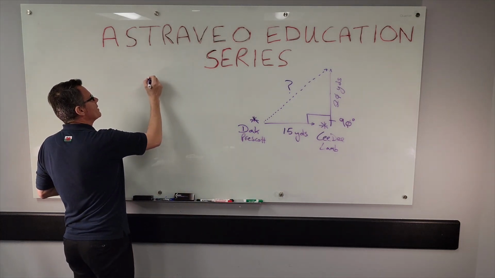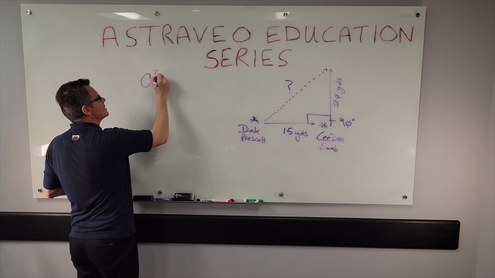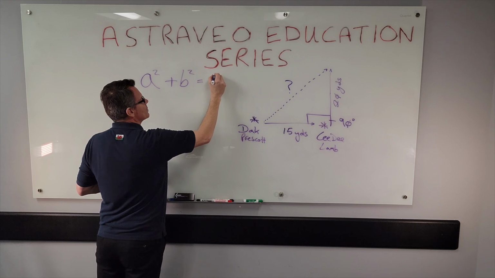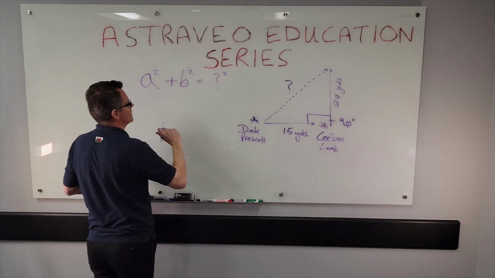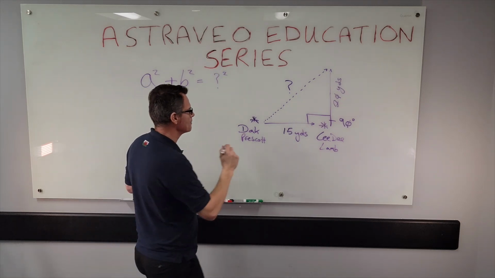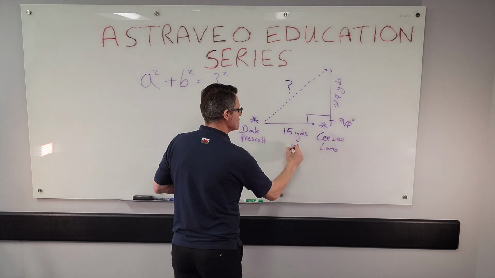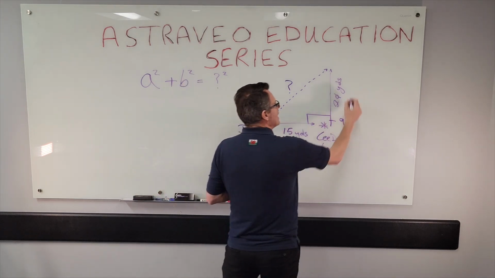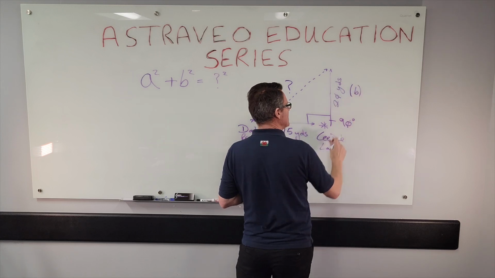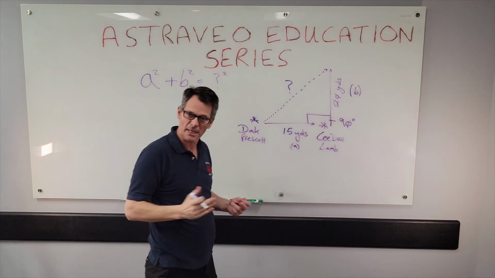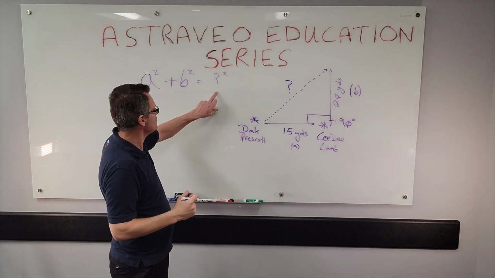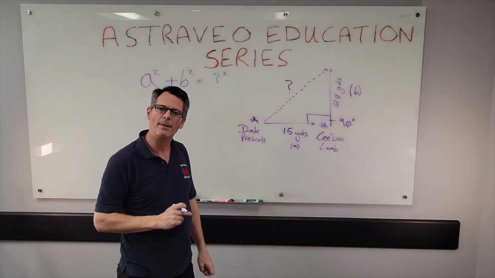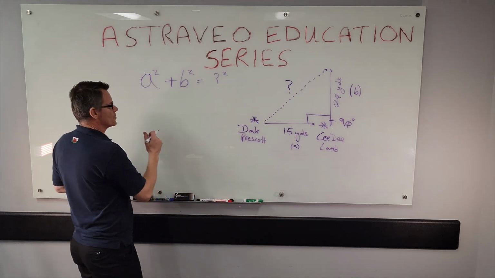So don't forget, the Pythagorean theorem can be written as a squared plus b squared equals, in this case, question mark squared. Sorry, my pen's squeaking a little bit. So let's call the distance from CD Lamb to the quarterback when they're starting A. Let's call the distance that CD Lamb is going to run up the sidelines B, the 20 yards. Well, the only thing we have to work out now is how far Dak has to throw the ball along the hypotenuse here. So it's not too bad.